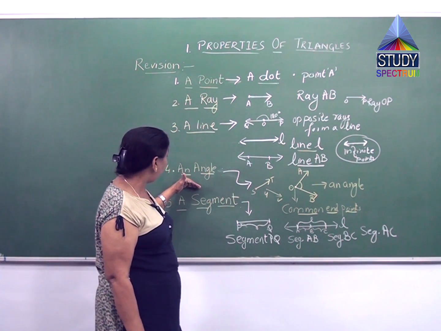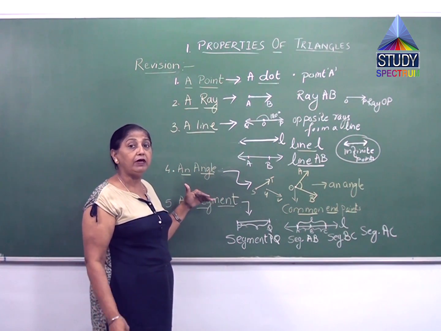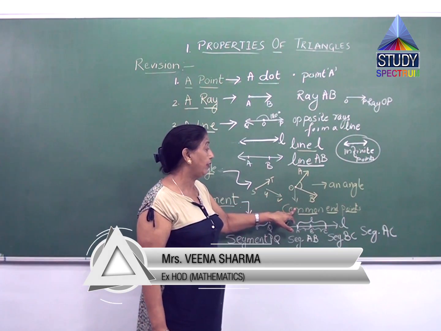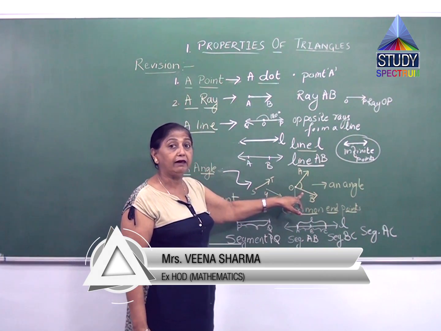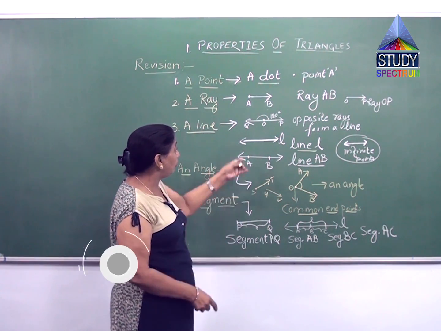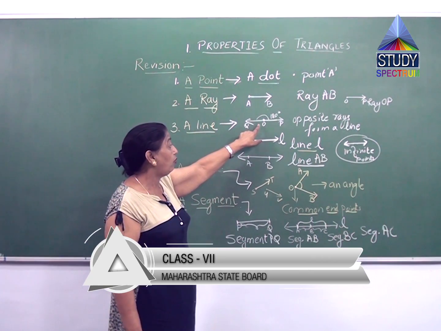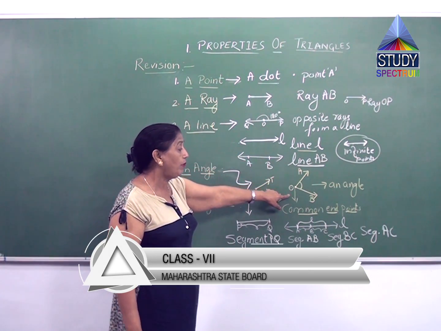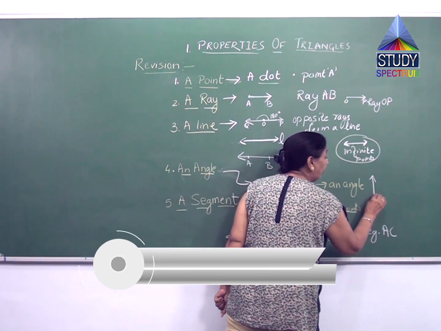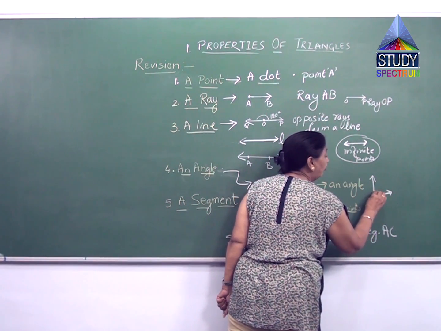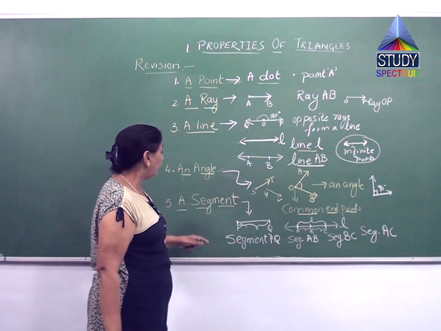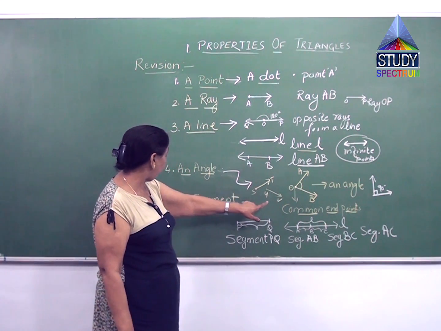Then I have told you about the angle. What is an angle? Union of 2 non-collinear rays having the same endpoint. It always gives you an angle, and the angle can be of any measure, right? Now as I told you, a straight line is 180 degrees, and when non-collinear rays form an angle, if the rays are perpendicular, then it will give you a 90 degree angle, right? So you are clear with the angle.